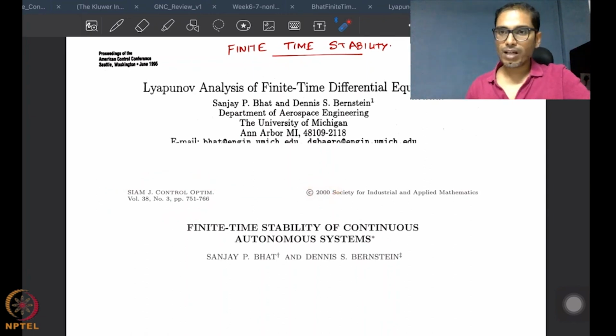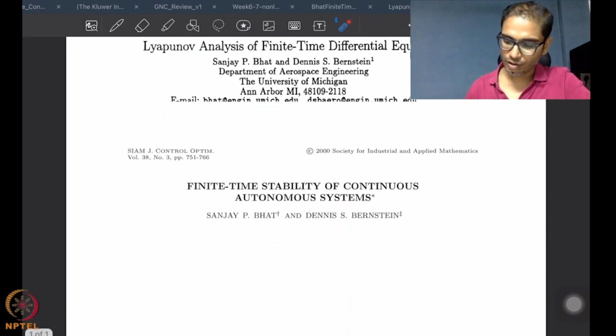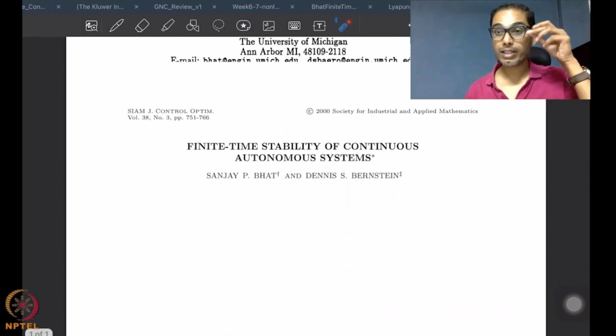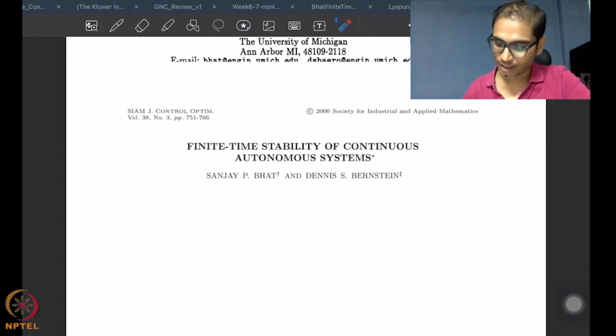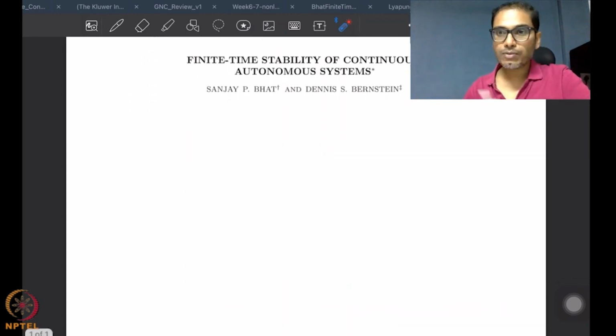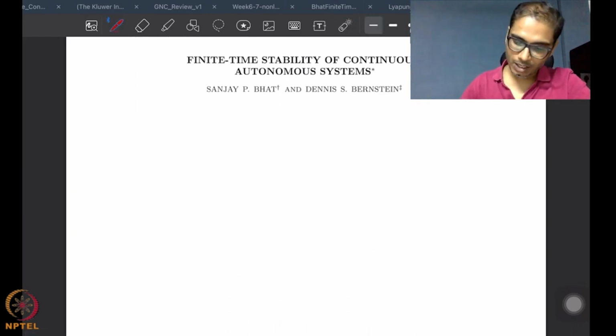Quite old material in some sense, but this has been the basis of a lot of new developments. So this is what we're going to start talking about today.